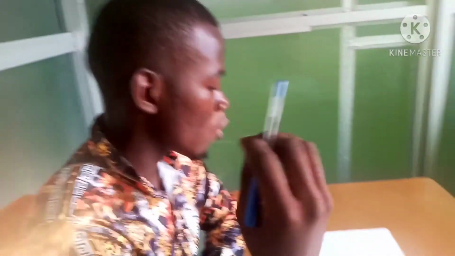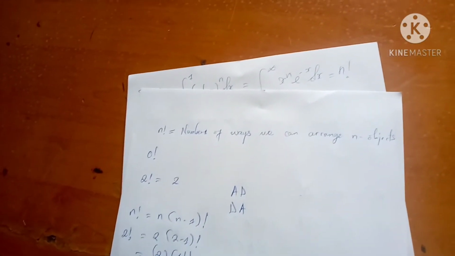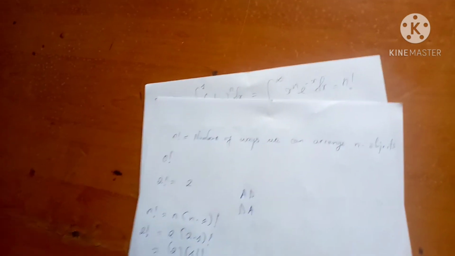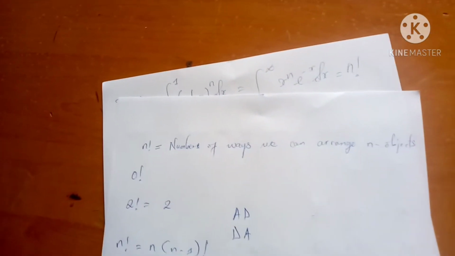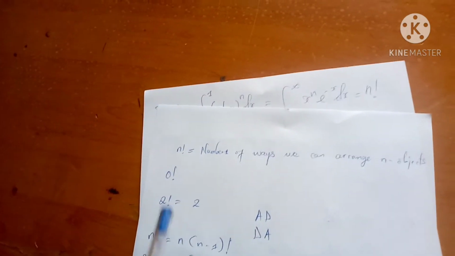But before I go further, I would love to explain what it means when you talk about n factorial. The n factorial refers to the number of ways we can arrange n objects. That is n factorial, the number of ways we can arrange n objects. So if we consider our n objects to be 0 objects, now the question will be, how are we going to arrange the 0 objects?